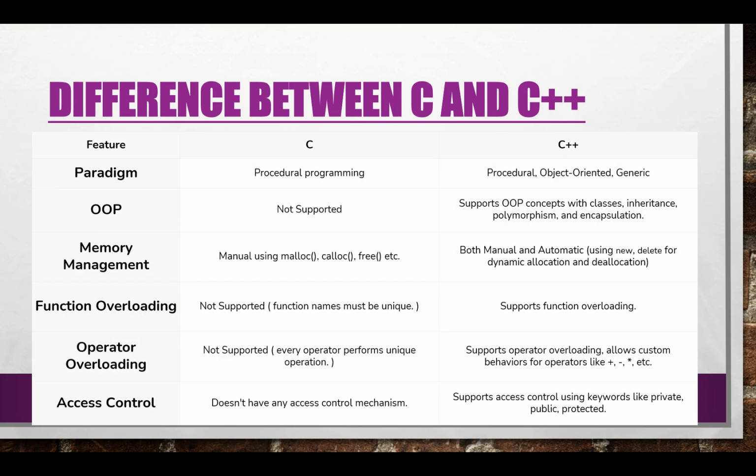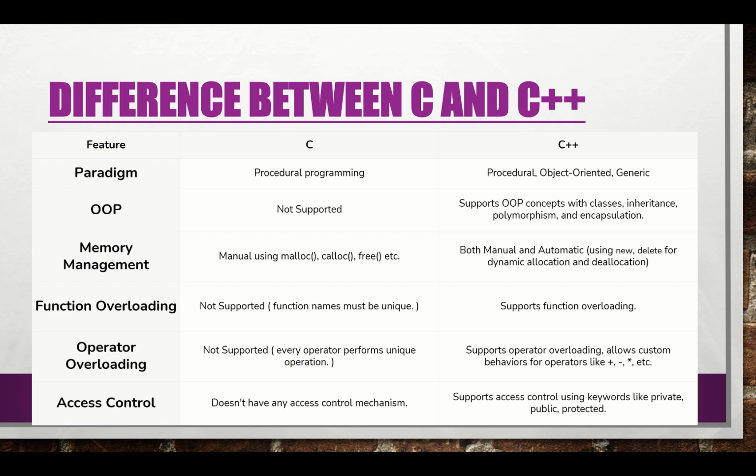Now next, what is the difference between C and C++? C is a procedural programming language and C++ is a procedural, object-oriented and generic programming language. OOP is not supported in C but is supported in C++ with classes, inheritance, polymorphism and encapsulation. Memory management in C is manual using malloc, calloc, free, etc. In C++ it is both manual and automatic, using new and delete for dynamic allocation and deallocation.